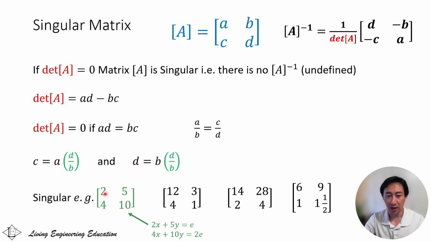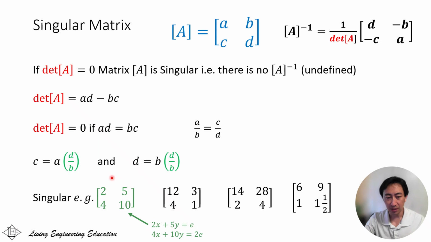I mean, if I have 2 and 5 and I just multiply the top row by 2 and I get 4 and 10, then I have a singular matrix. If I have 12 and 3 and divide everything by 3, then I get 4 and 1, then I have a singular matrix. And we showed it here, right? You can determine A is equal to 0. So, but why on a practical level would that be?